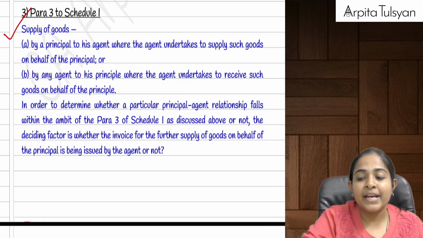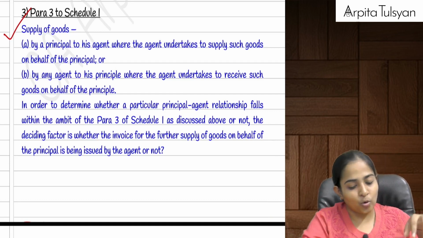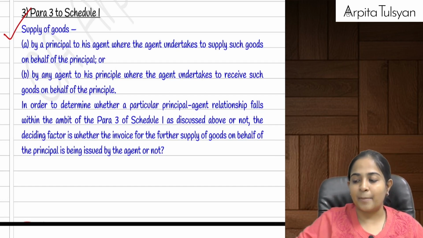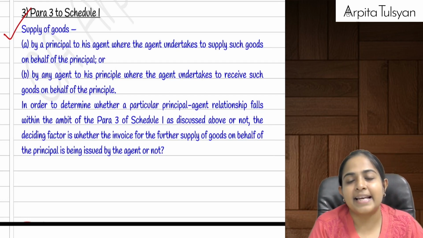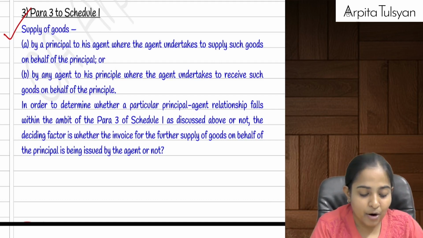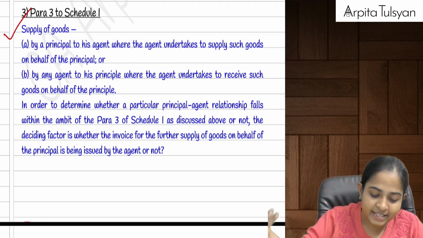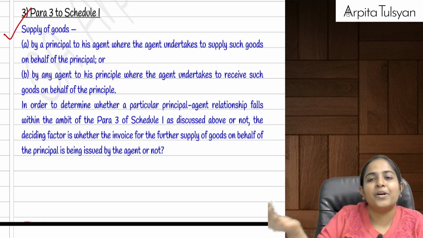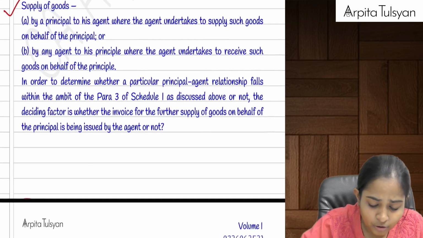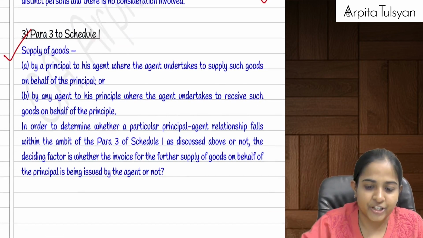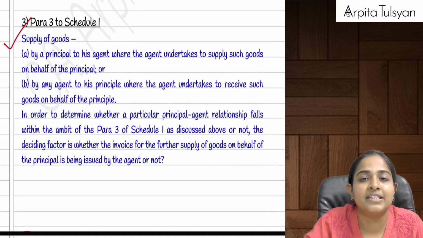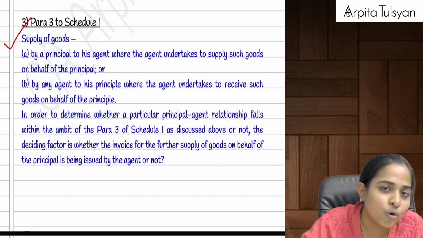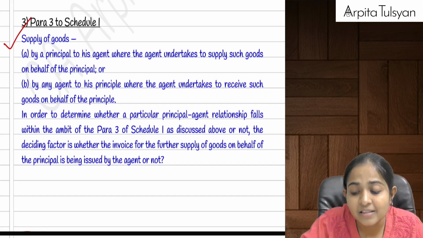Okay, if he is such an agent, then only he is going to come under para number 3 to schedule 1. And if there is any supply of goods by a principal to his agent, or by an agent to his principal, meaning I am purchasing from my agent, then in such a case, even if the transaction is done for no consideration, if it is done in the course of business, it will be considered as a supply.